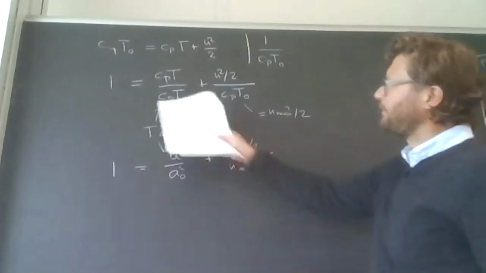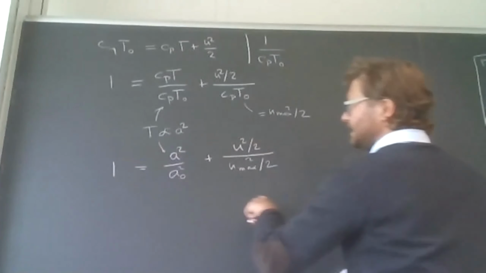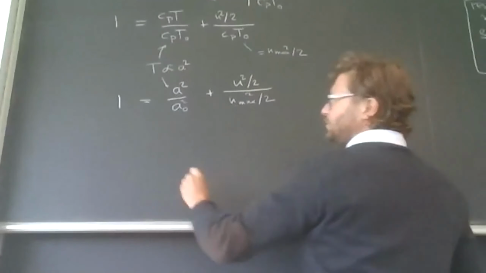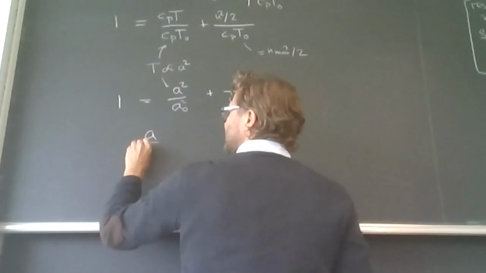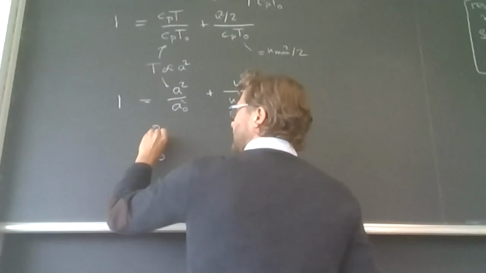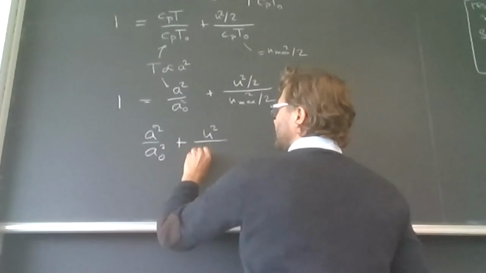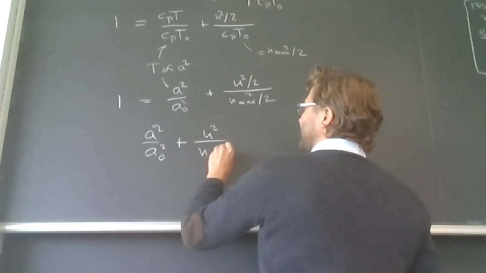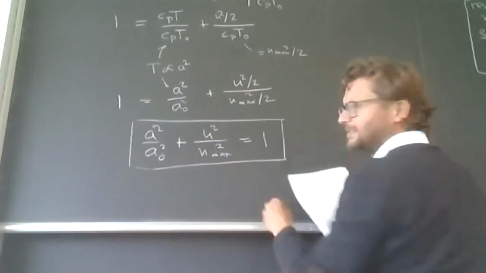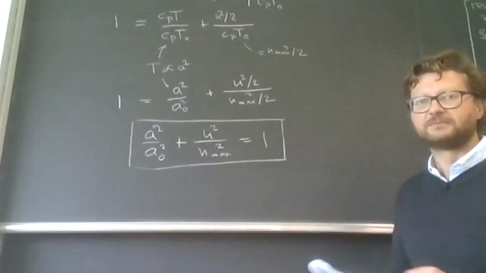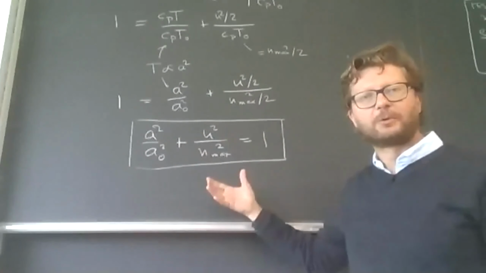Okay, so we have now rewritten our law of energy conservation in this expression, and we can just kick out the 2 and flip it left and right. So we end up with this formulation: A squared over A naught squared plus U squared over U max squared equals 1. So it's just an equivalent formulation of energy conservation. And let's see how we can interpret this formula.